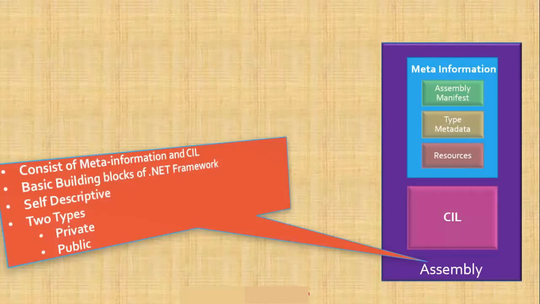Assemblies can be categorized into two types, private and public. This can be discussed in a separate session. For now, you can keep in mind that all Framework Class Library assemblies are public assemblies, and the assemblies that an application developer creates after compiling the code are always private by default.